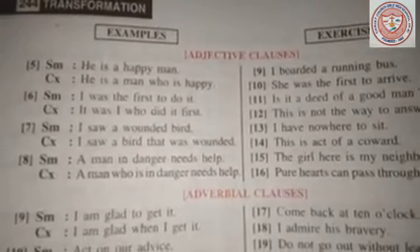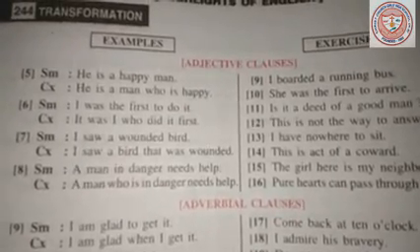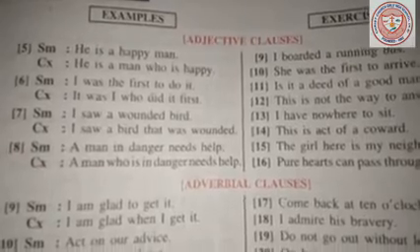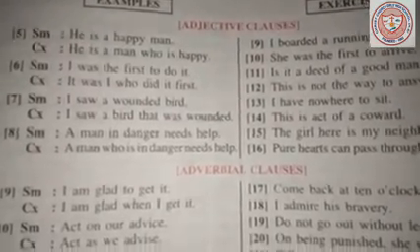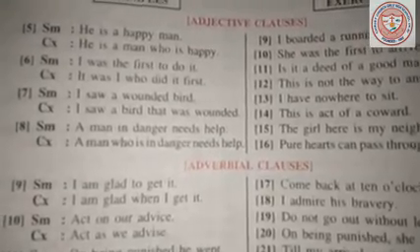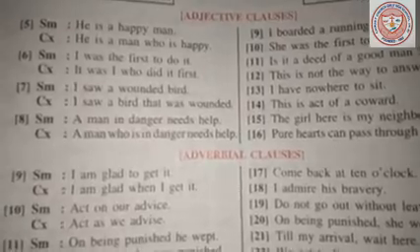Number 8. A man in danger needs help. This is a simple sentence. It can be transformed into its complex form like this. A man who is in danger needs help. A man who is in danger. So, who is in danger is an adjective clause which qualifies the word man, the noun man.